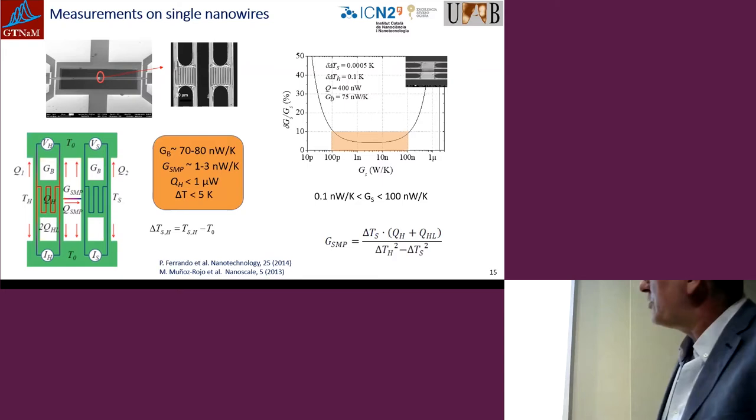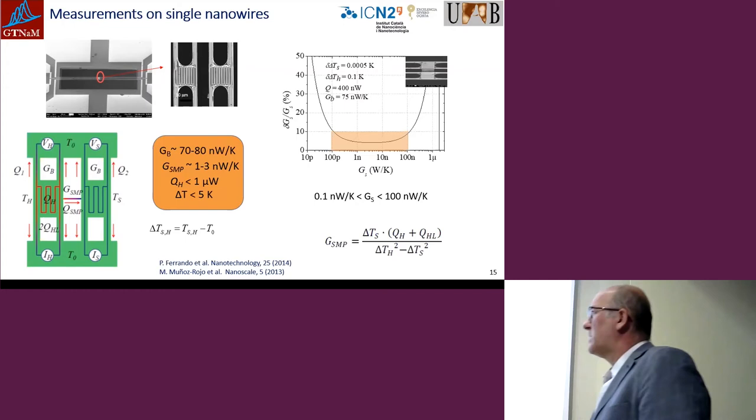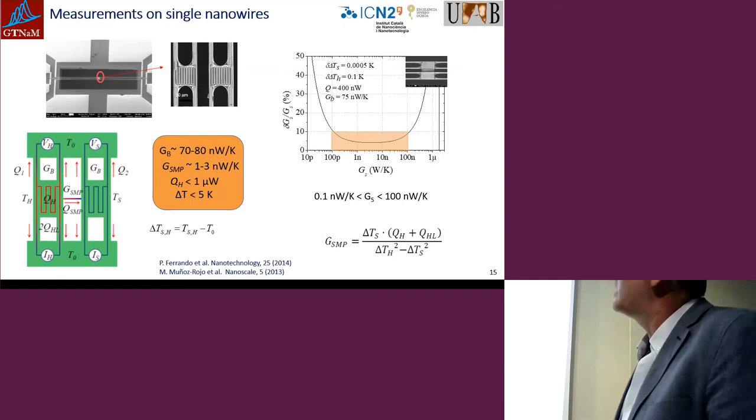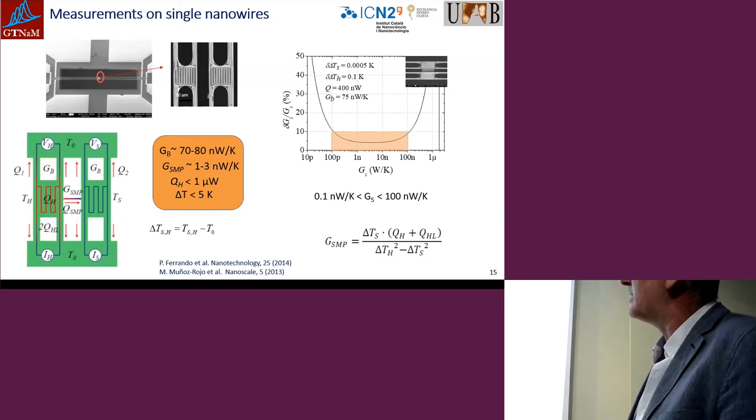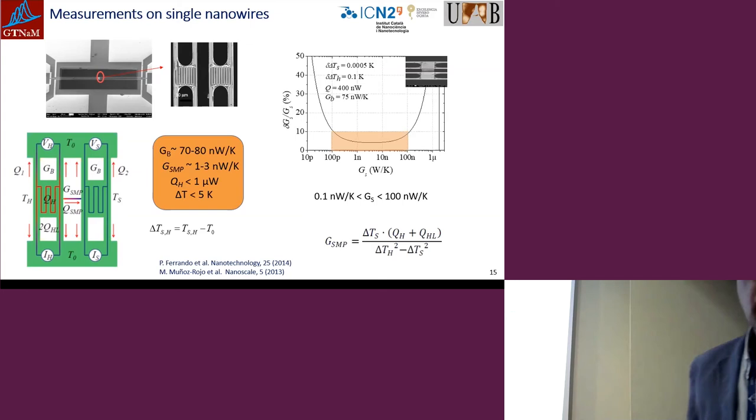In those systems, the conductance of the samples that we are measuring is around 1.3 nanowatt per K. The conductance of the beams is around 70, 80 nanowatts per K in this regime. We impose a temperature difference of 5K in those systems. The way of measuring here is quite simple, at least conceptually. We put our nanowires in between these two platforms that are isolated from each other, and we heat one of the areas, in this case the left area, 5K above the bath temperature. Then we measure the temperature increase in the other one, and from that temperature increase we can get the thermal conductance of the material.